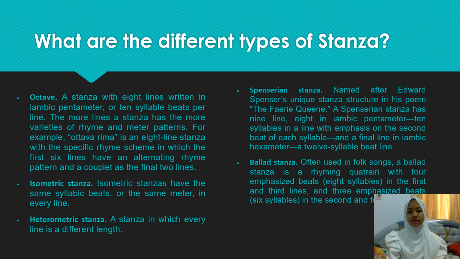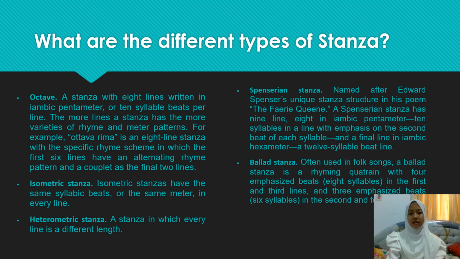Next is Spenserian stanza, named after Edmund Spenser's unique stanza structure in his poem The Faerie Queene. A Spenserian stanza has nine lines: eight in iambic pentameter, ten syllables in a line with emphasis on the second beat of each foot, and a final line in iambic hexameter, a twelve-syllable line.